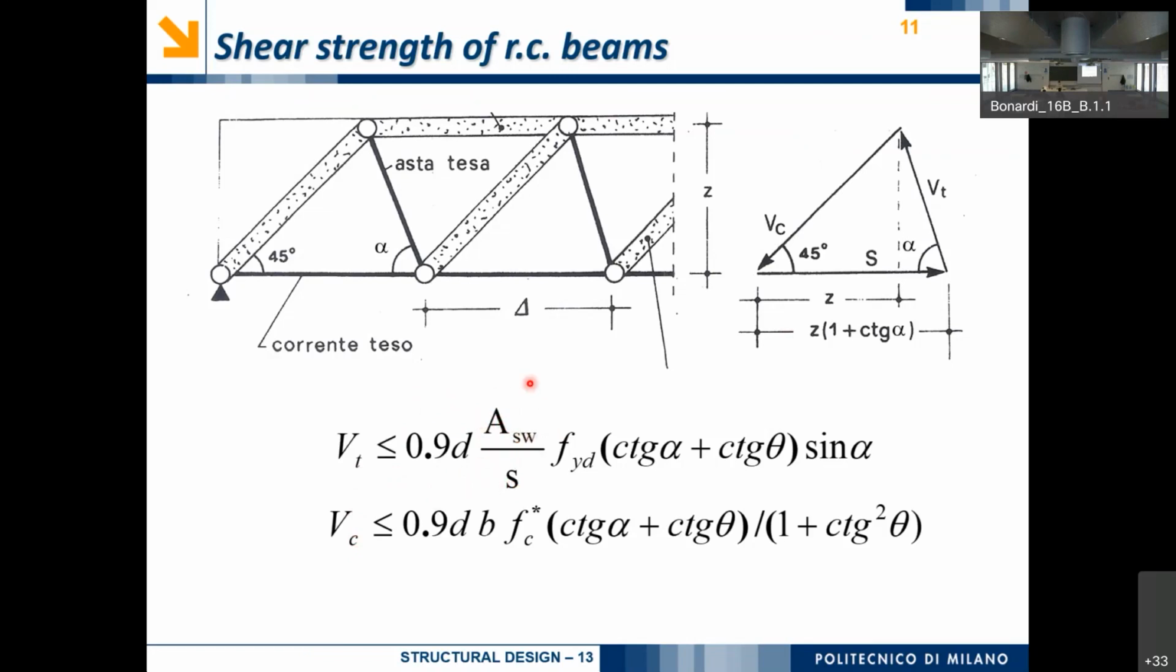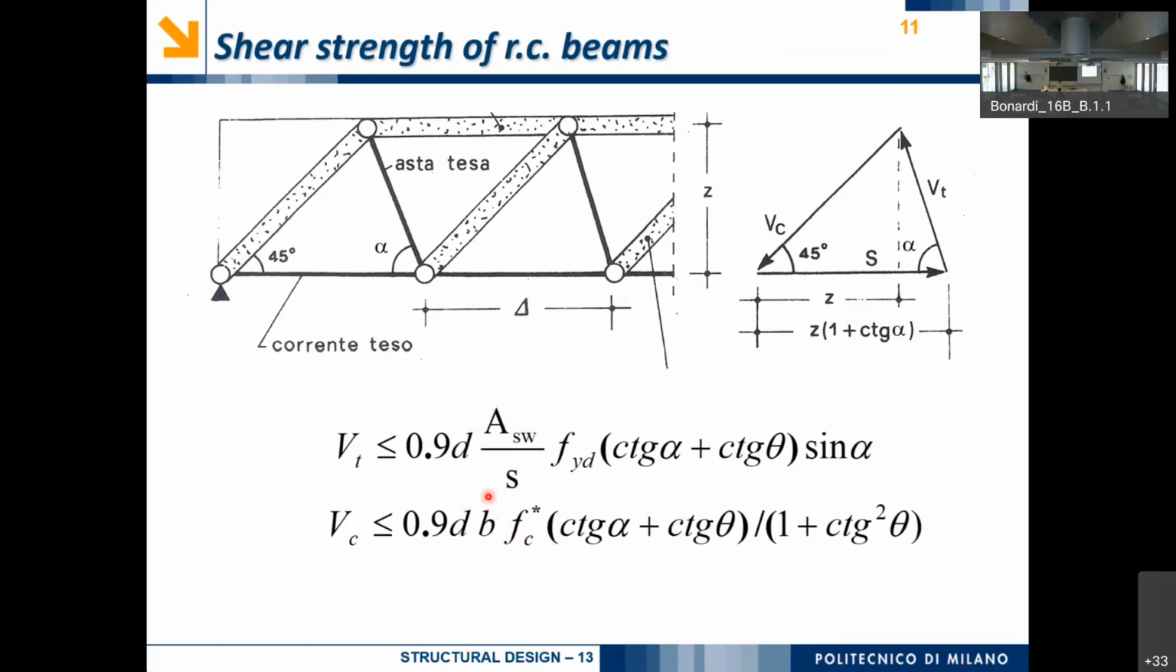Regarding the tie, we have the ratio between the amount of steel in the web, ASW, that is basically how many bars of shear reinforcement I am putting in the cross section, over S. S means the spacing, the spacing between each different bar of reinforcement. So typically, if we have stirrups, we have stirrups at, I don't know, 15 centimeters. That ratio will provide me this dimension.